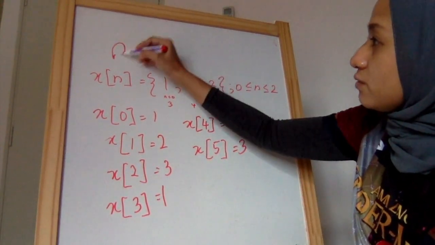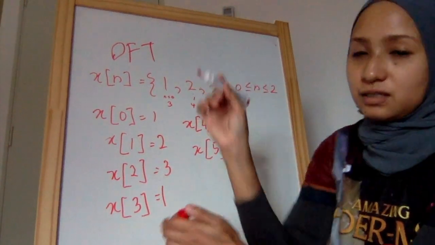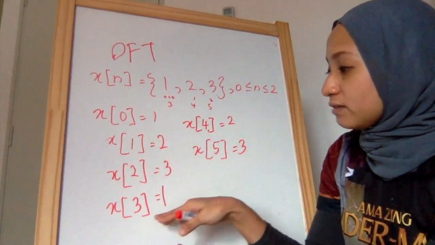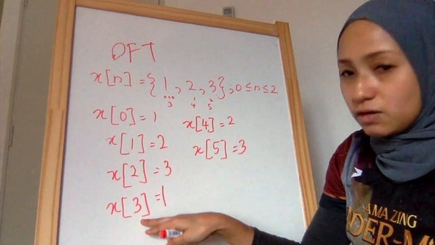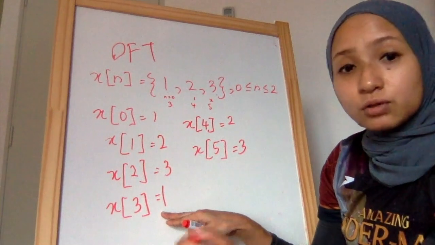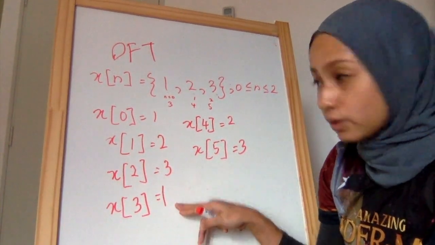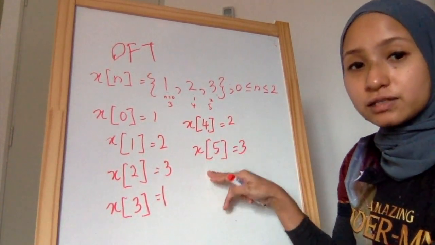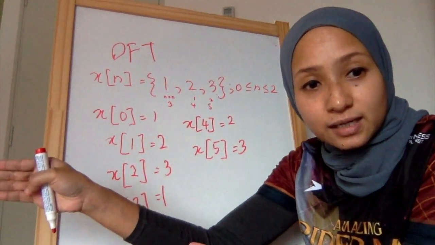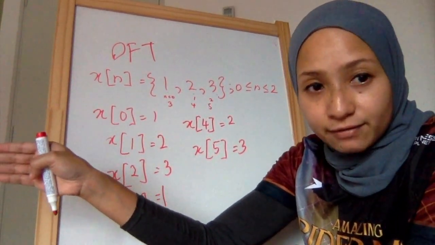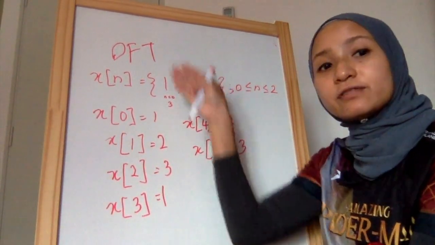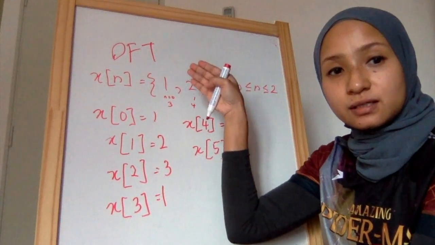So this is for DFT. The value keeps circulating. Compared to DTFT, when n is equal to 3, your x3 will become 0. x4 is also 0. x5 is equal to 0 because you need to do zero padding. That is for DTFT. For DFT, you have to circulate the sequence.